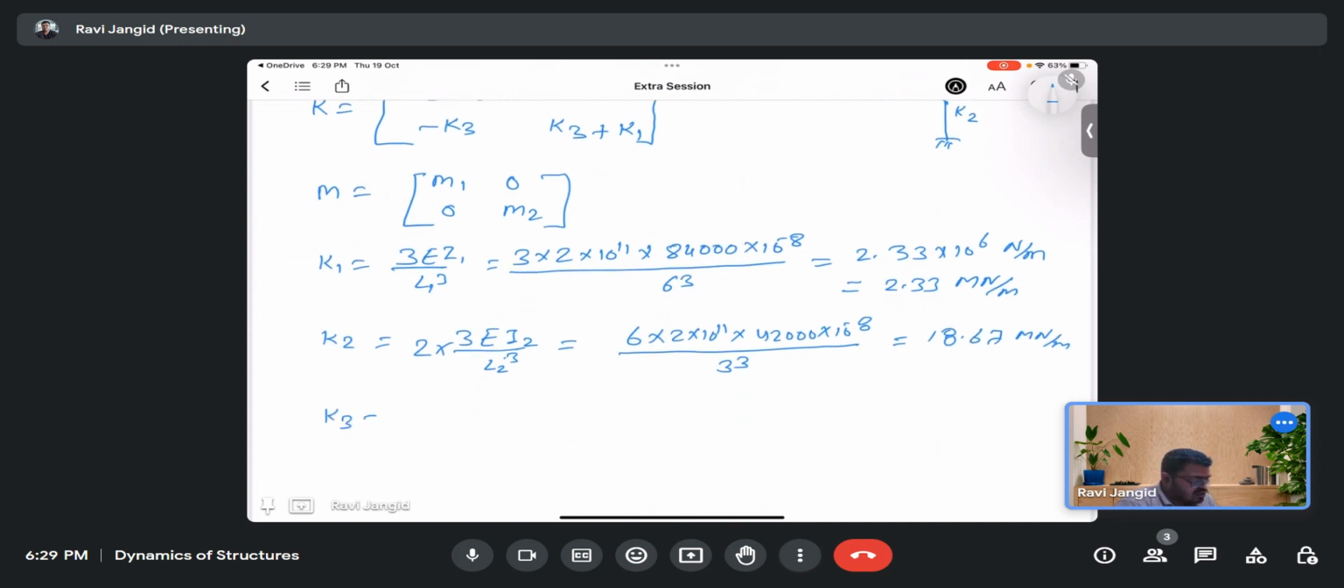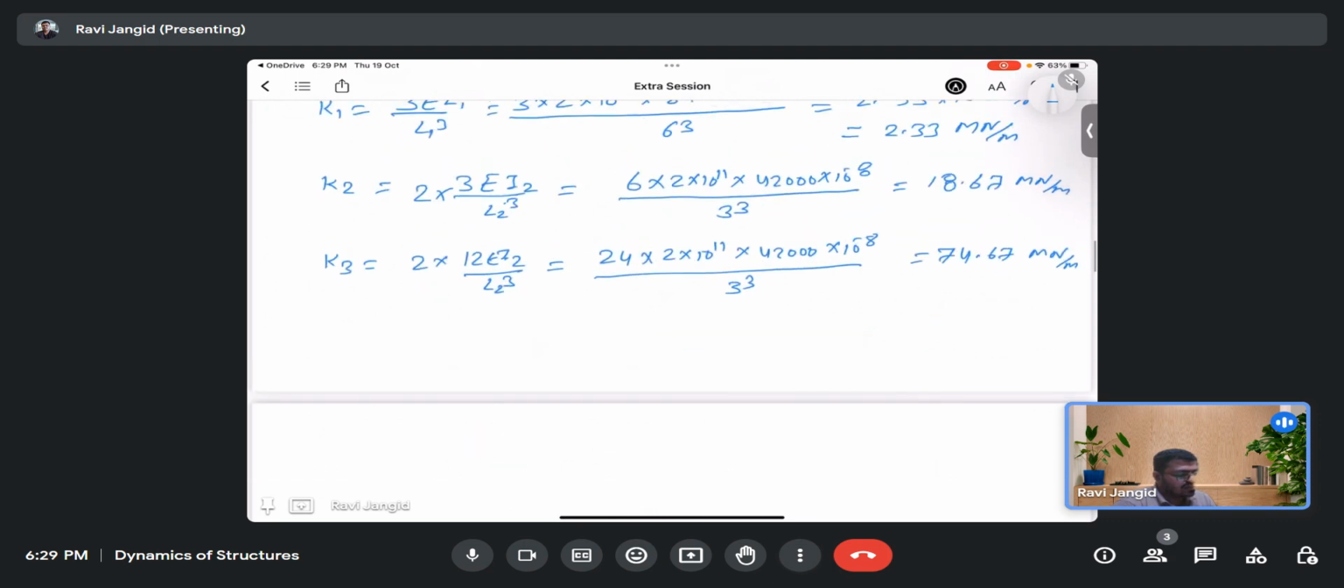Similarly, K3. In this K3, it would be 2 into 12 EI2 by L2 cubed. So it would be 24 into 2 into 10 raised to power 11, into 42,000 into 10 raised to power minus 8, divided by 3 cubed. So it will come out to be 74.67 mega Newton per meter.